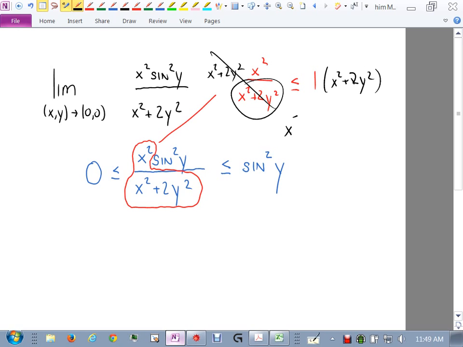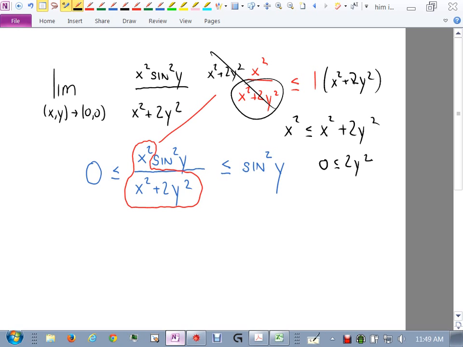Cancels, and you have x squared is less than or equal to x squared plus 2y squared. Subtract x squared on both sides, and you get this. Is that true? Yes, except when y, well, no, it's always true. When y is 0, you have equality, don't you?